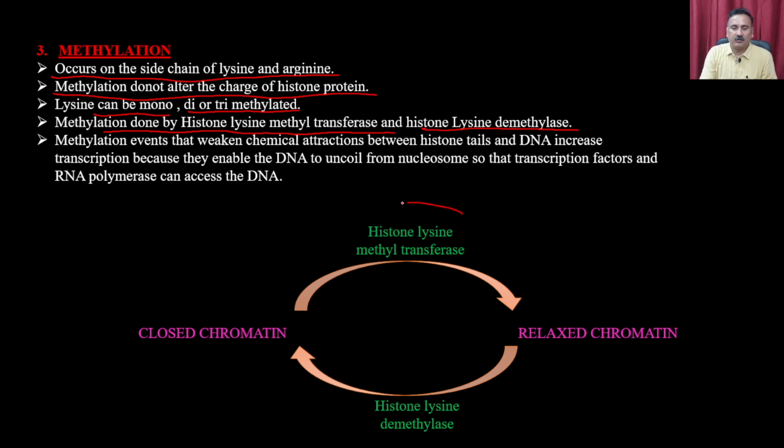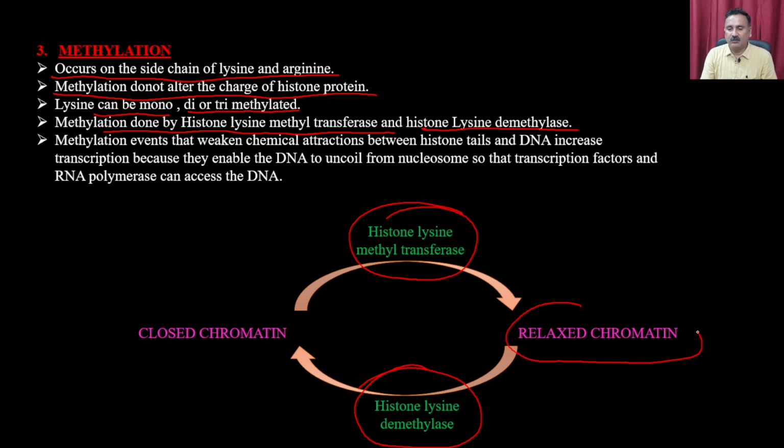So here also you have the methyltransferase and the demethylase. When you have the methyltransferase, the closed chromatin is converted into relaxed chromatin, and the same is reversed by the histone lysine demethylase. So these are about the normal chromosome. This is the information which is required for the normal chromosomes.